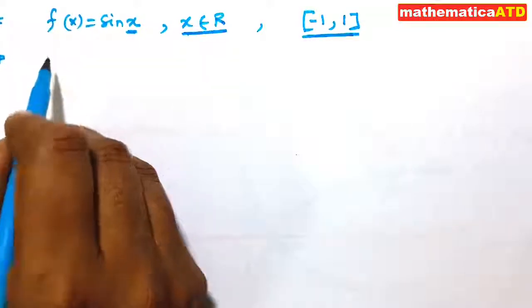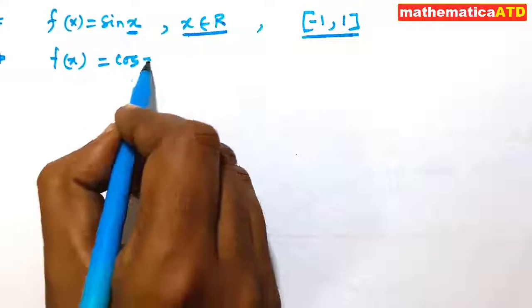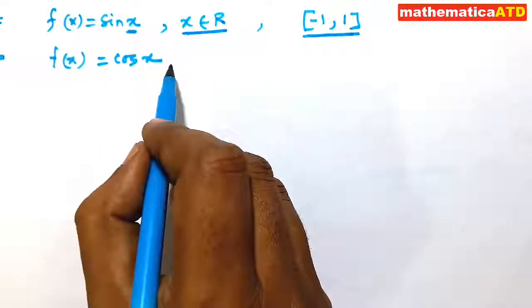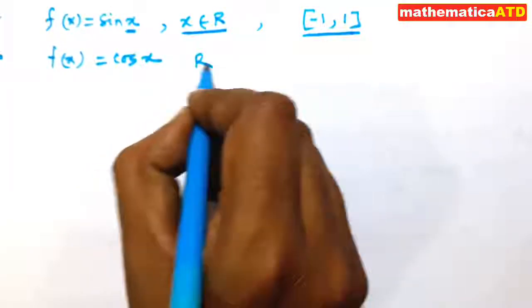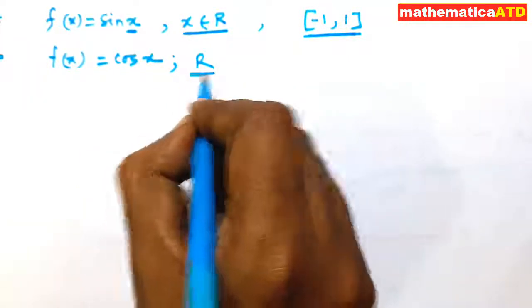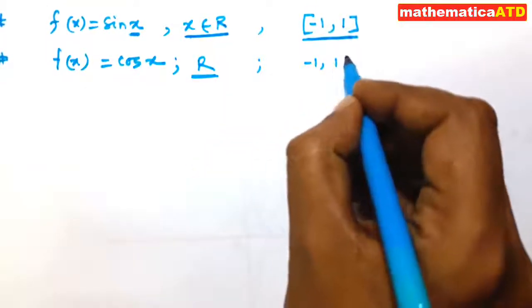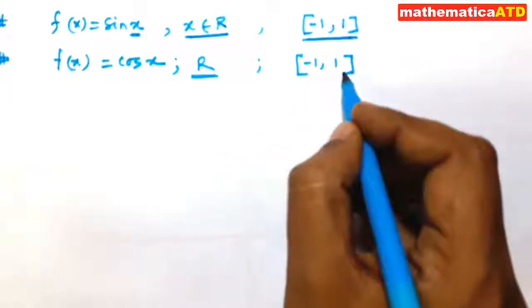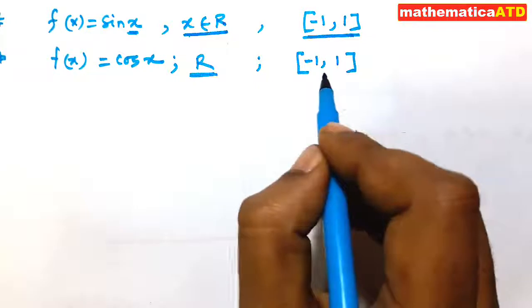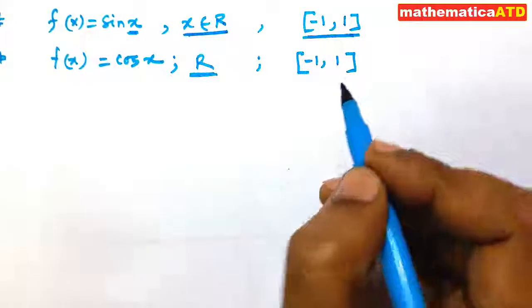Next we shall discuss the cosine function. Say f(x) is equal to cos x. This is the cosine function, and its domain is R, and the range is the closed interval [-1, 1]. Next we shall discuss the tangent function.